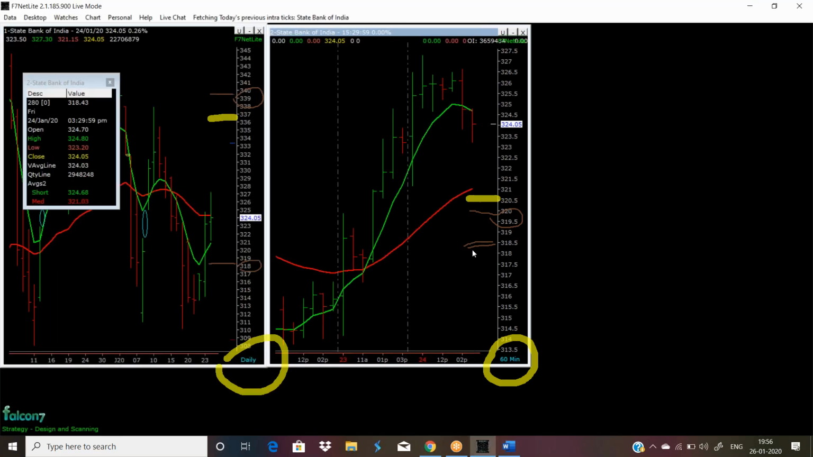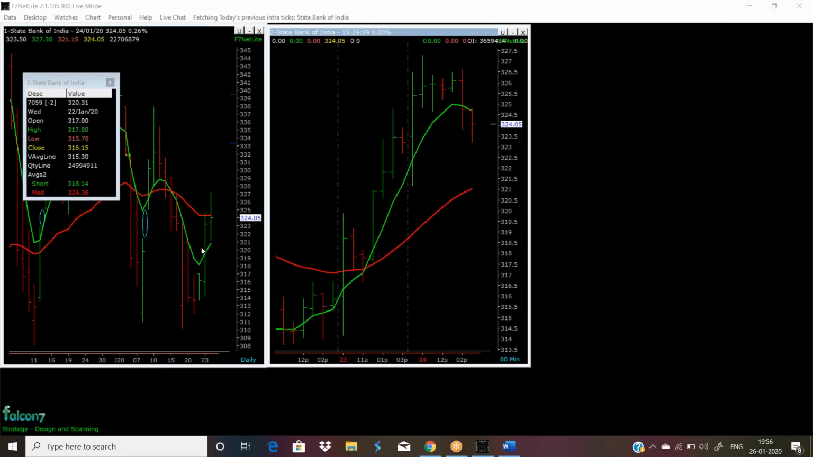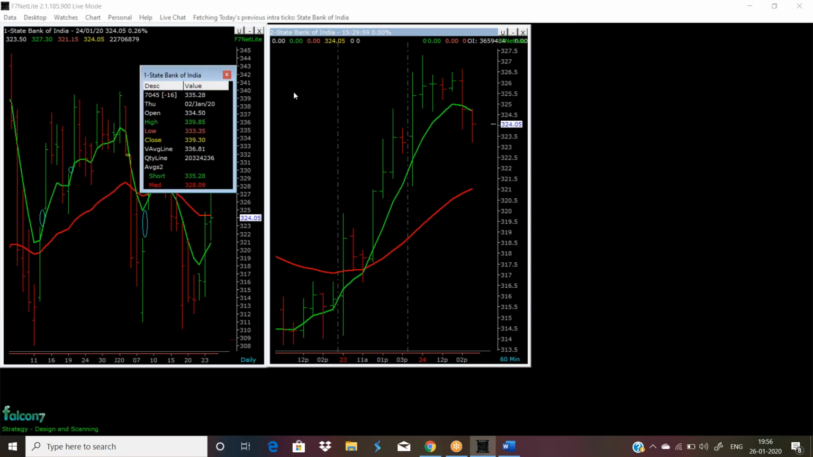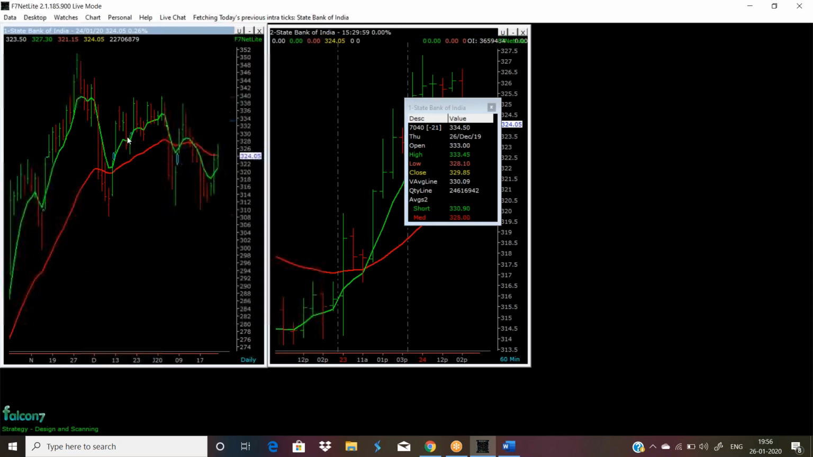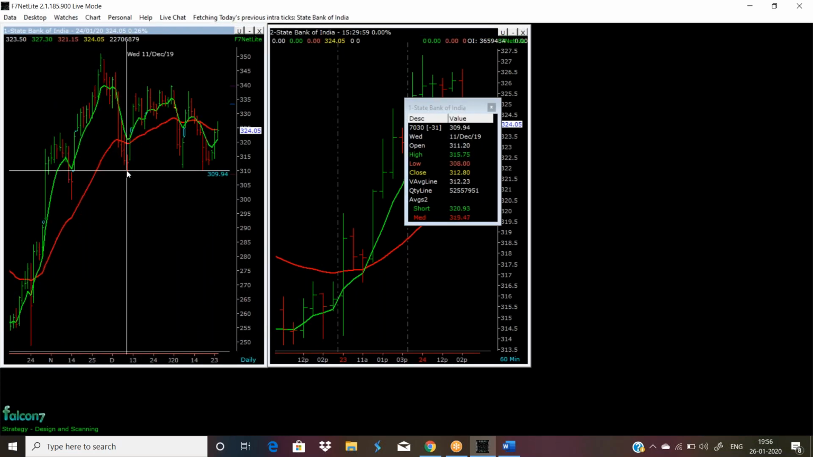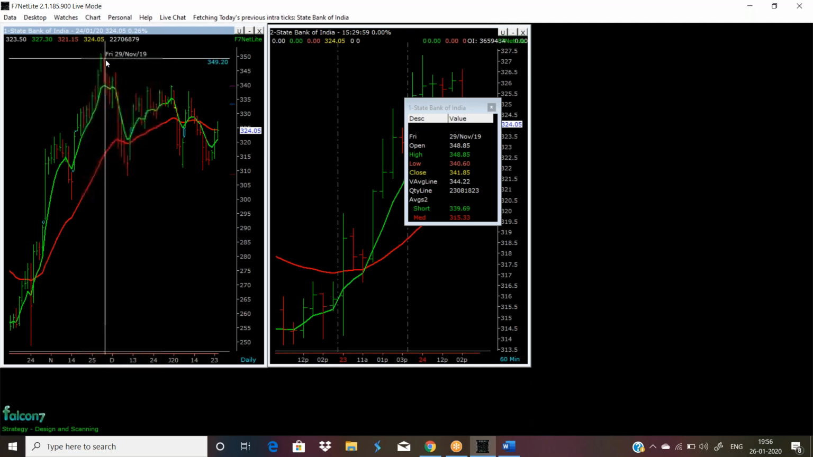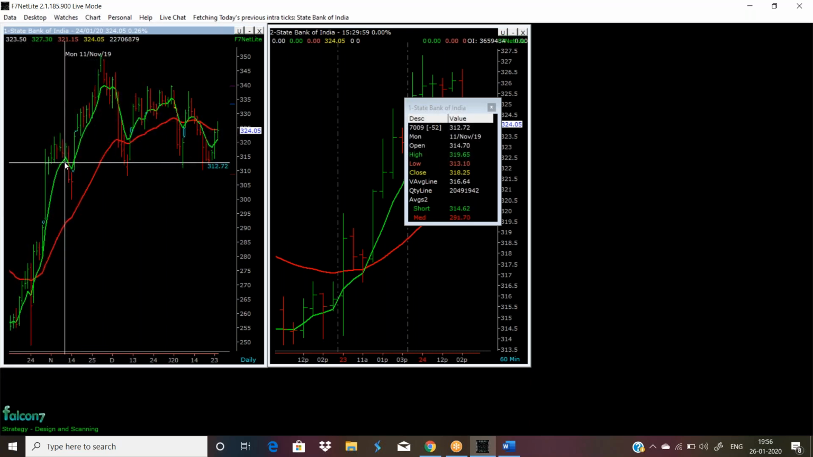If you check properly, whenever the price goes away from the green line, it tries to meet the green line. If you observe, EMA 6 is the green line. Whenever the price goes away from the green line, it is expected to meet it. Whenever the price goes away from E6, it tries to meet E6.